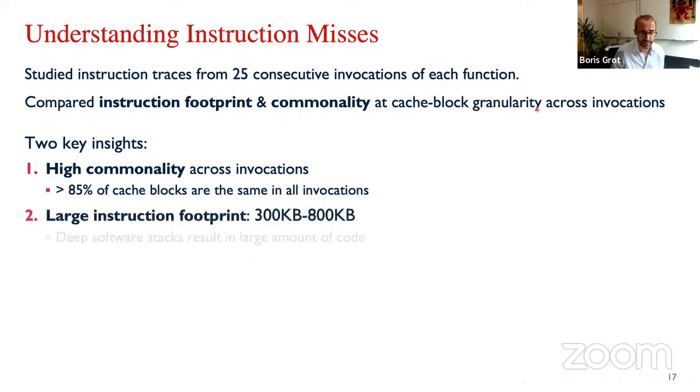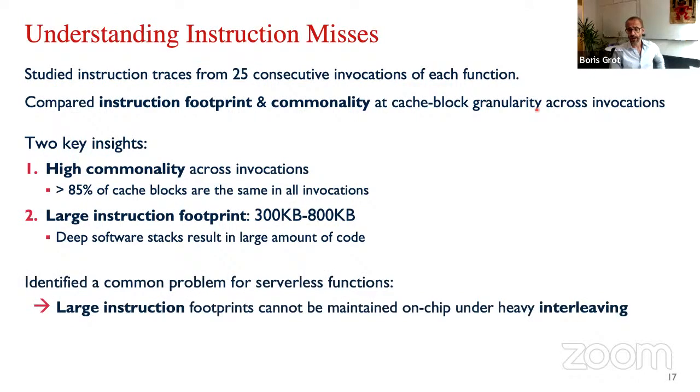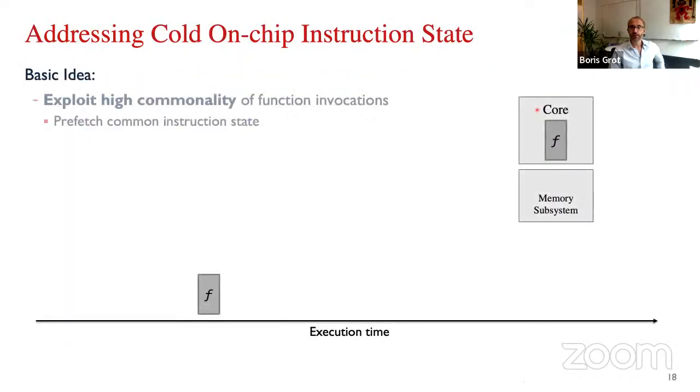There's high commonality. The bad news is there's a large instruction working set. So we have many hundreds of kilobytes of instructions, even though the function execution time is really small. That's because there's a deep software stack, right? There's kernel code, network code, the communication framework gRPC, the actual runtime, like Python, for example, and then you have the actual user code, right? So many hundreds of kilobytes of code. It's really difficult to pack all of this in the processor caches, especially when you have many functions, and that is why we have a lot of misses for instructions going all the way to main memory. And so that's the problem we want to solve, okay?